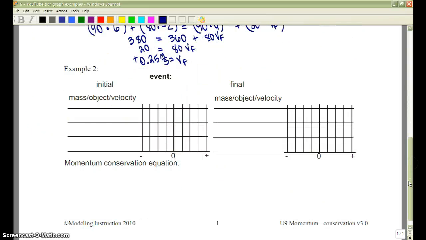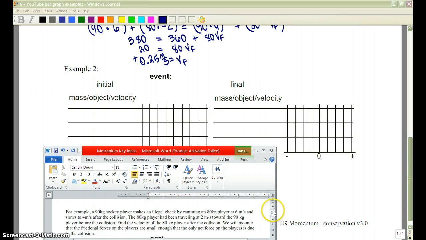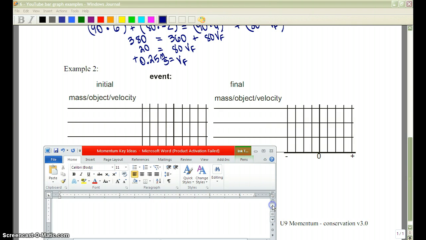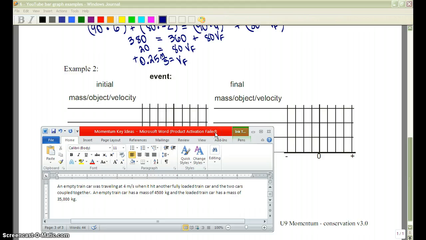So let's look at one more example. So let me pull up my example here. There we go. All right, for my last example, we have an empty train car traveling at 4 meters per second, hits another fully loaded train car, and the 2 cars couple together. When a train car couples together, think of that as it stuck together.